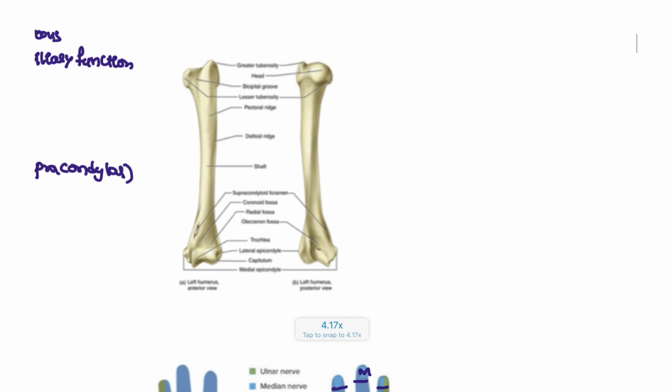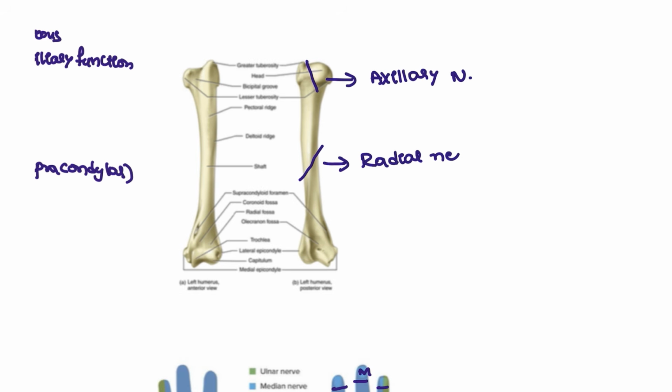Next, here you can see this is the humerus, so our longer bone of the shoulder. If there is a fracture on the neck, this is the surgical neck fracture. If there is a fracture here, this is going to involve the axillary nerve. This is a spiral groove. If there is a fracture at this spiral groove, it is going to involve the radial nerve.